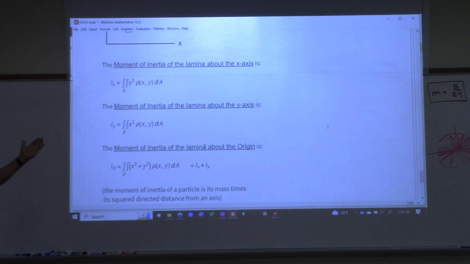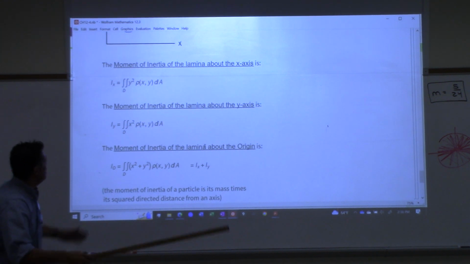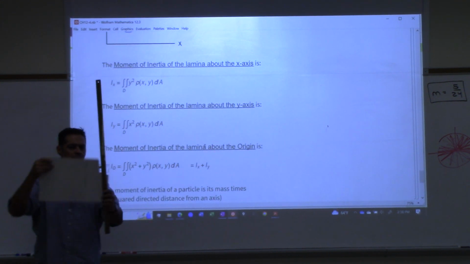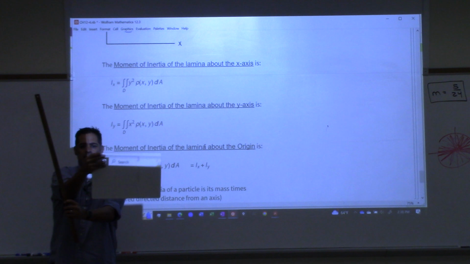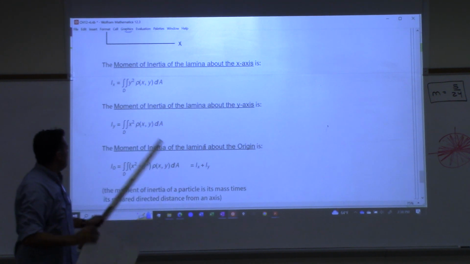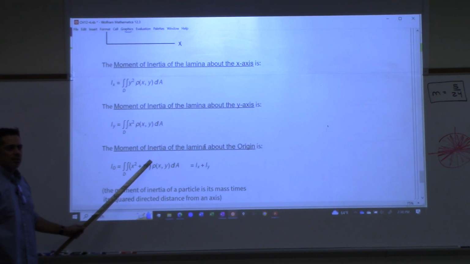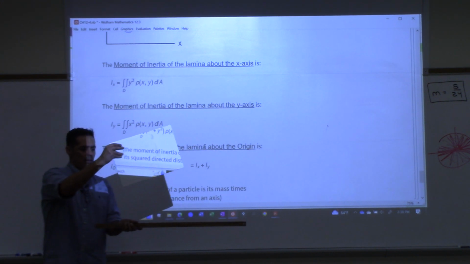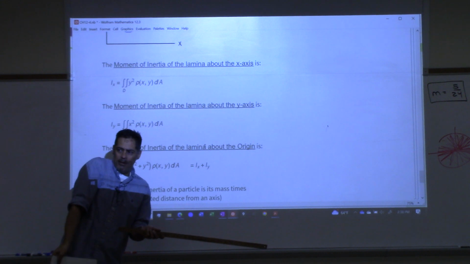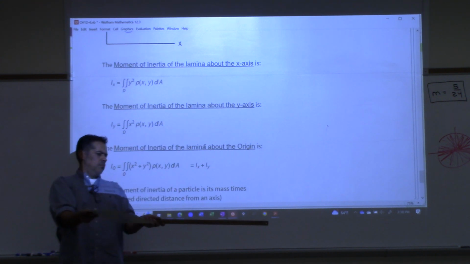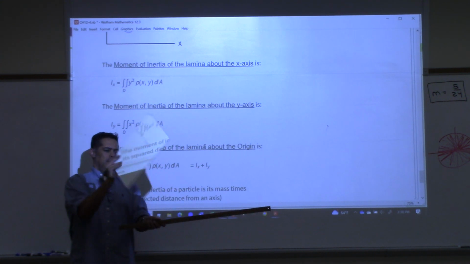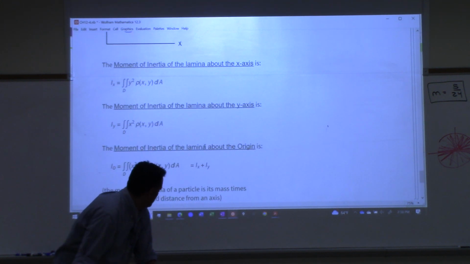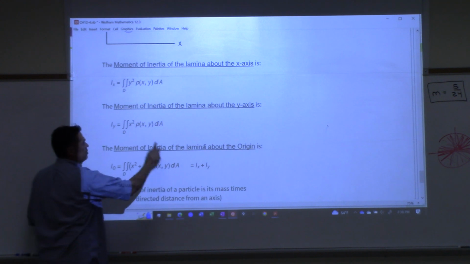All right, so look at the formulas. We have the moment of inertia about the x-axis. And then we have the moment of inertia about the y-axis, right? And then we have the moment of inertia about the origin. So that's more like, here's x, here's y. The origin is more like rotating it around this way. All it is is just the sum of these two.